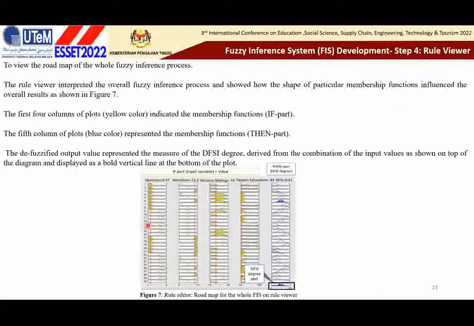The last step is the rule viewer, which is to view the roadmap of the whole fuzzy inference process. The rule viewer interprets the overall fuzzy inference process and shows how the shape of particular membership functions influences the overall results, as shown in figure 7. The first 4 columns of plots indicate the membership functions of the if part, and the 5th column, in blue color, represents the membership functions of the then part. As you can see here, this is the plot of the DFSI degree. So for now, I have already developed my driving fatigue strength index.